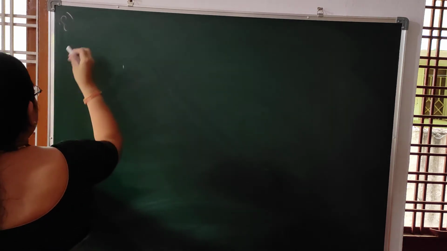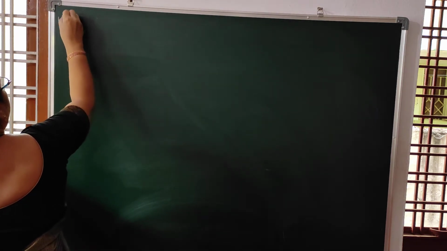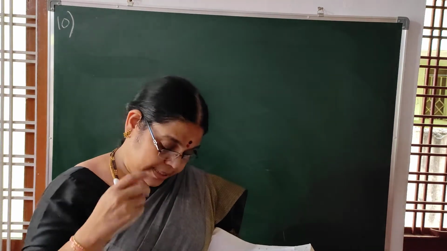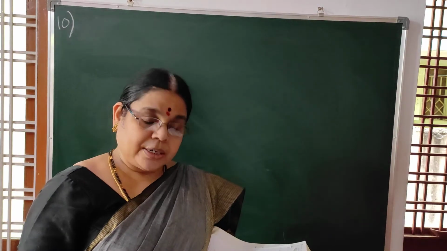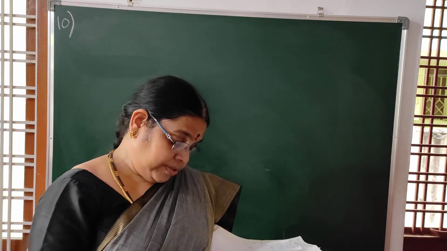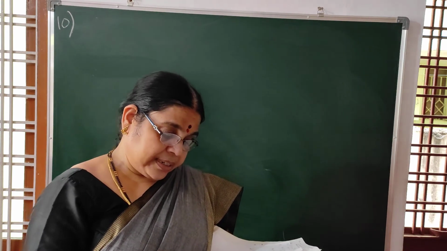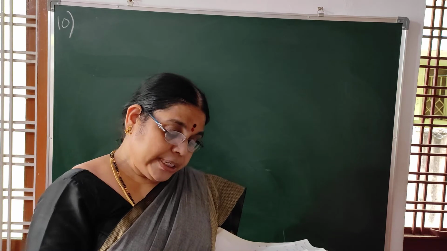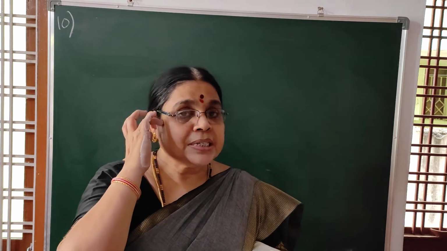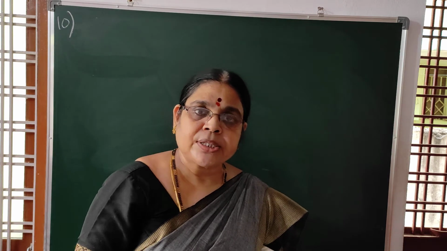Now going to the 10th sum. Sita Devi has 9 rupees in 50 paise and 25 paise coins. She has twice as many 25 paise coins as she has 50 paise coins. How many coins of each kind does she have? Here she is having 9 rupees, in the form of 50 paise coins and 25 paise coins.